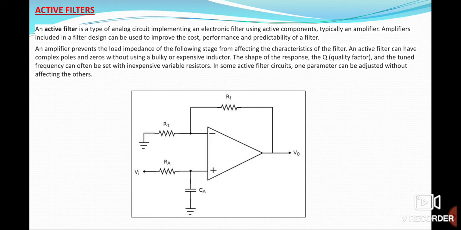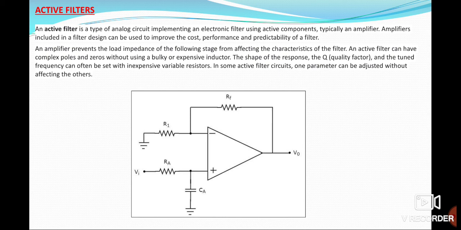Next one is the active filters. An active filter is basically a type of analog circuit implementing an electronic filter using active components. That is, it is typically an amplifier. So amplifiers included in a filter design can be used to improve the cost, performance and predictability of a filter. An amplifier also prevents the load impedance of the following stage from affecting characteristics of the filter.